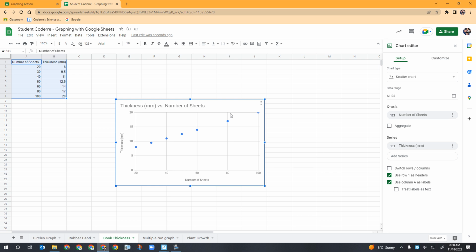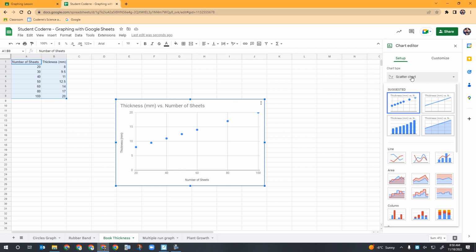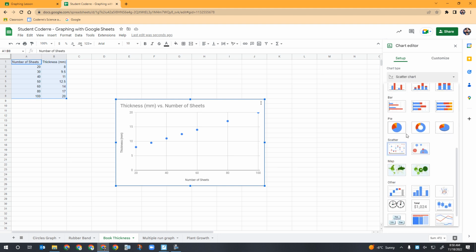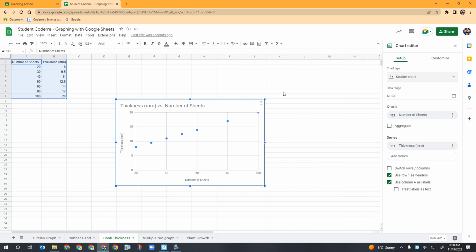Sometimes Google picks the wrong kind of graph. If you put certain data in, it picks the wrong kind. And then you just have to go to Chart Type over here on the right, click on the drop-down menu and scroll down until you get to Scatter, click on it, and only if it picks the wrong graph. Obviously, in this case, it picked the right graph. It says here on the x-axis we have number of sheets, and on the y-axis thickness in millimeters. Because as I add sheets to a book, it's going to get thicker.